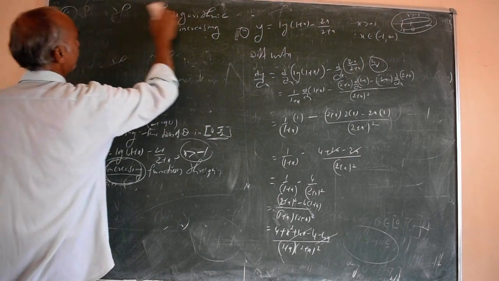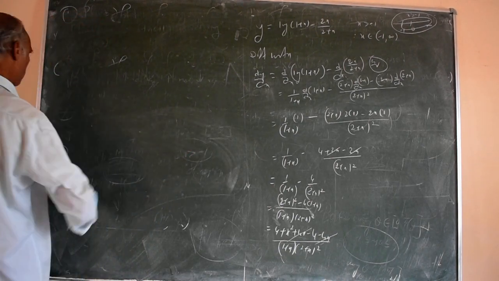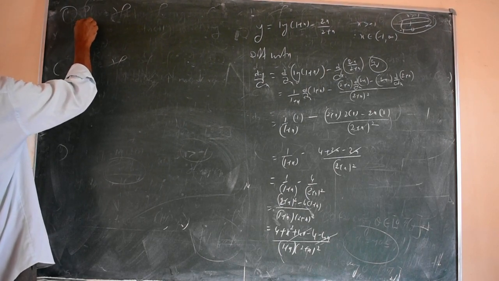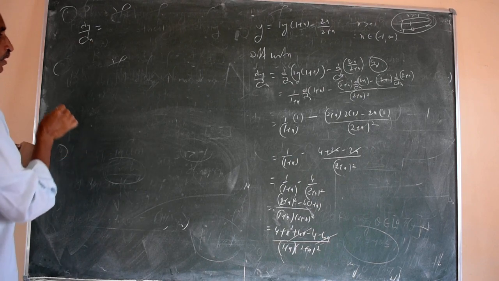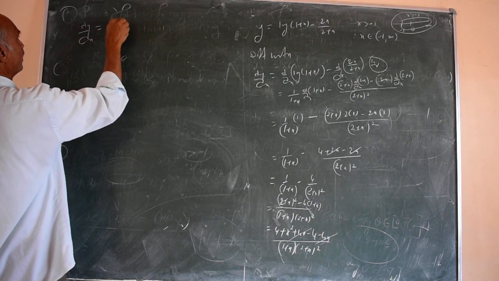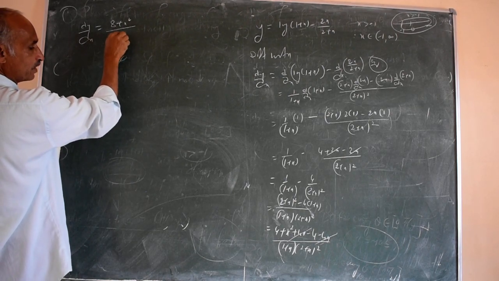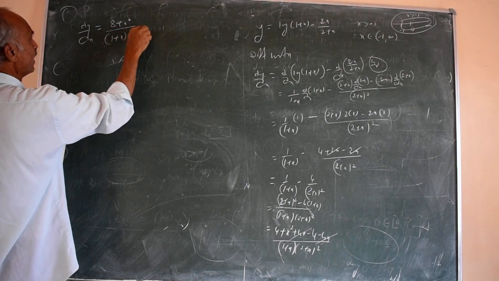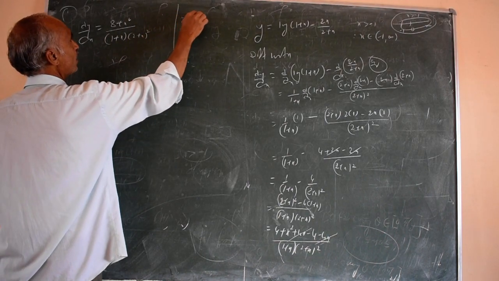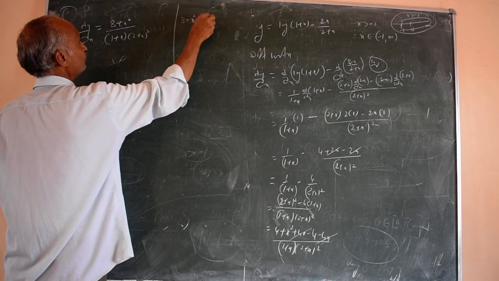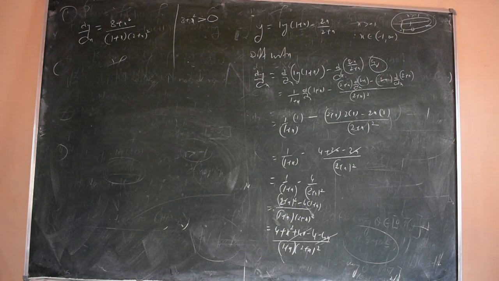Therefore, dy by dx is equals to 8 plus x square divided by 1 plus x into 2 plus x the whole square. Here it is, 8 plus x square is always greater than 0. Okay? Why greater than 0?